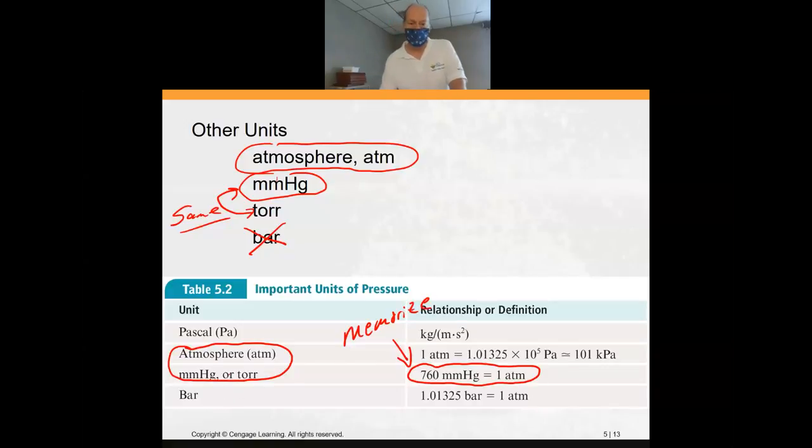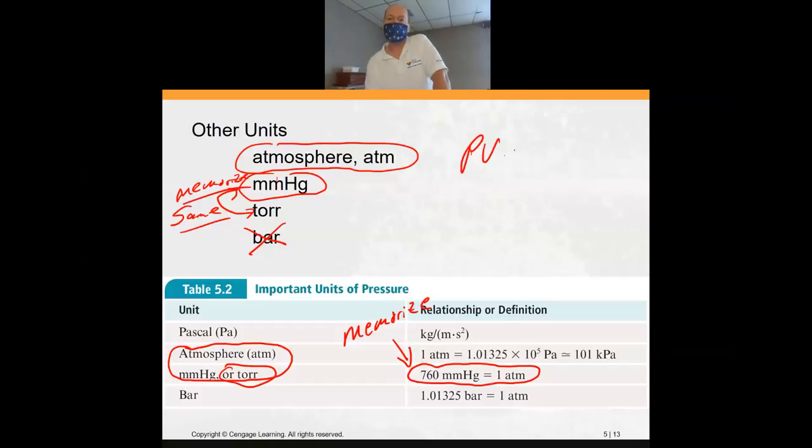All right, and you also need to know that a millimeter of mercury is the exact same thing as a torr. You need to memorize that as well. So if the problem gives you torr, that's the same as millimeters of mercury. And 760 millimeters of mercury is going to be 1 atmosphere.